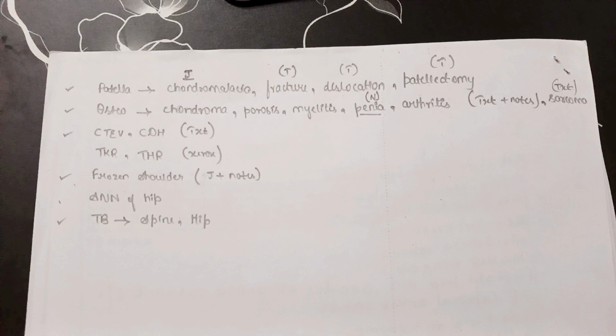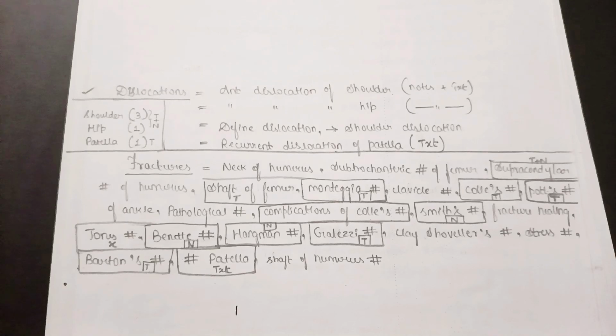Next we have fractures and dislocations, anterior dislocation of shoulder, anterior dislocation of hip, define dislocation and shoulder dislocation in general, and recurrent dislocation of patella.